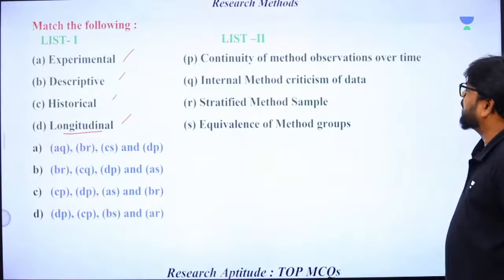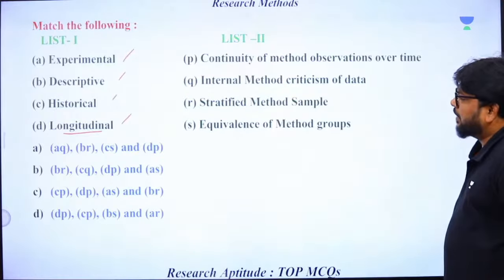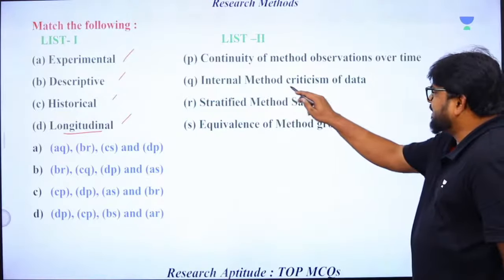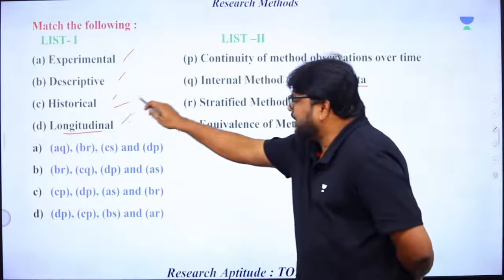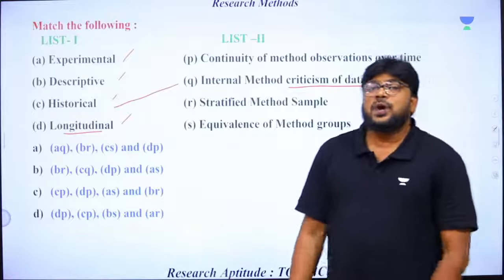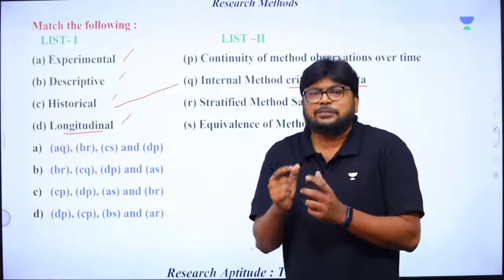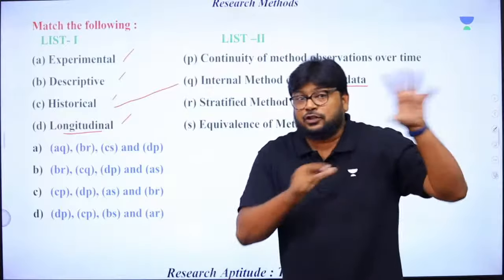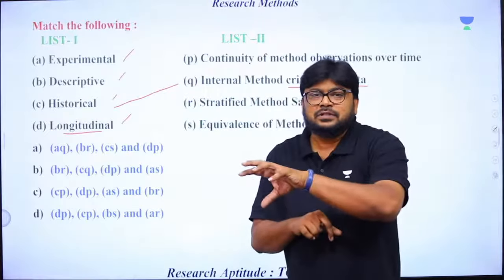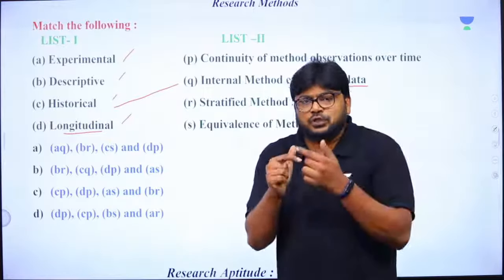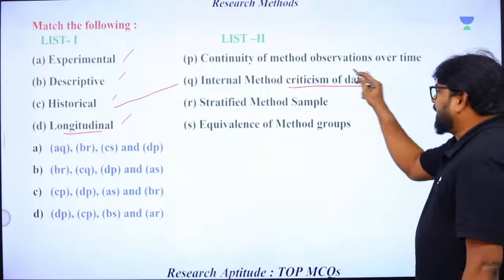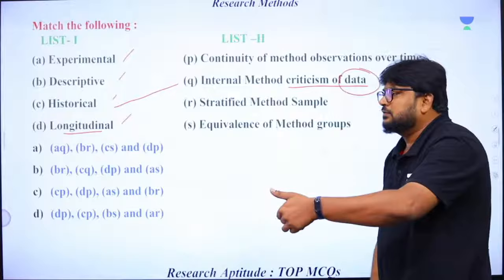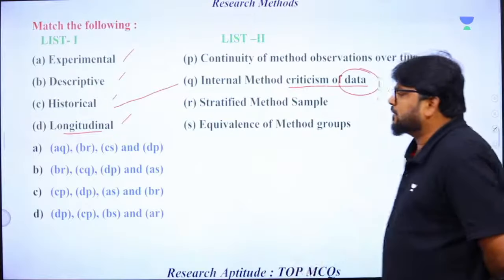Here, based upon this, you can see very clearly: continuity of method, observations over time, internal method, criticism of data. Criticism of data is nothing but historical. You are just criticizing and explaining customs, ethnography, dealing with customs, that is ethnography. So you are giving comments on the data of some historical people. So C is Q, my dear friends, undoubtedly.